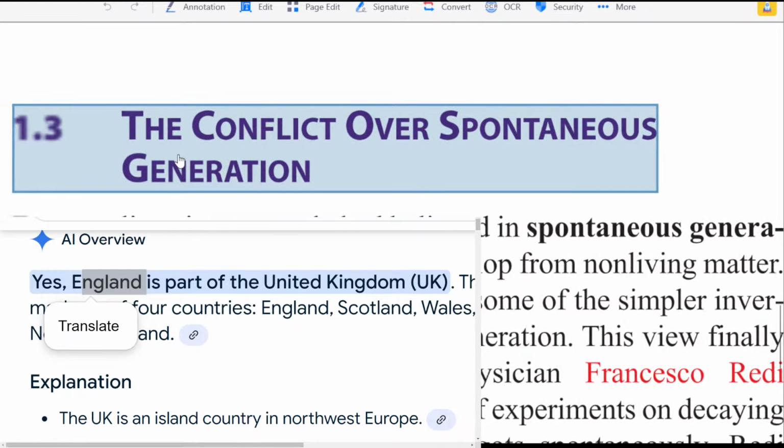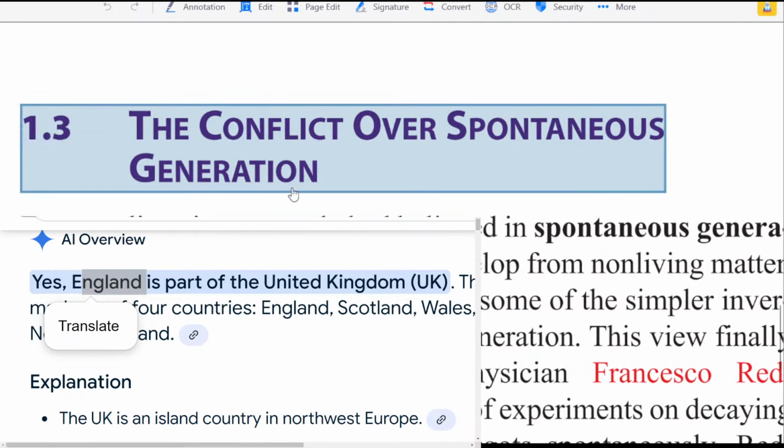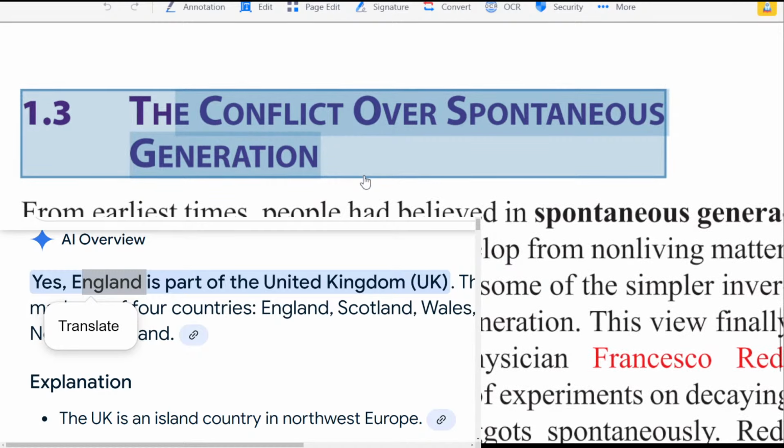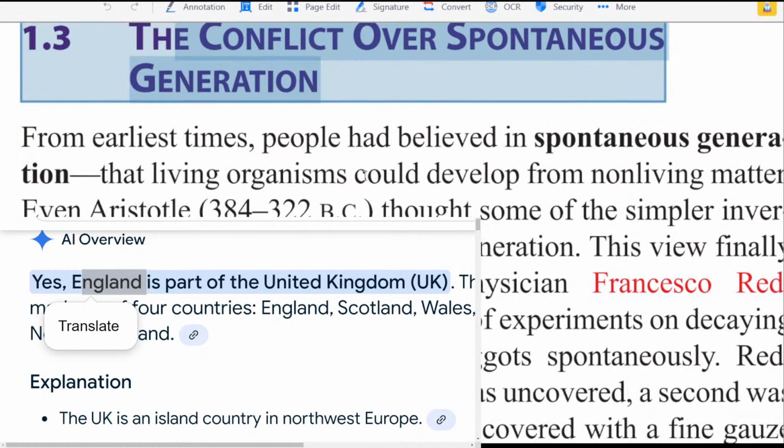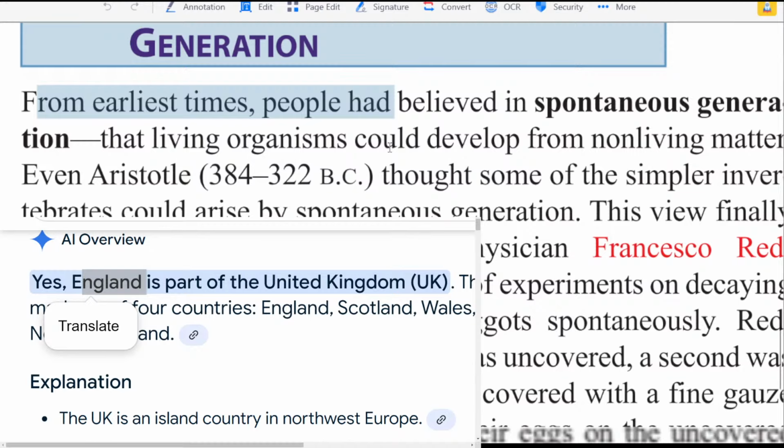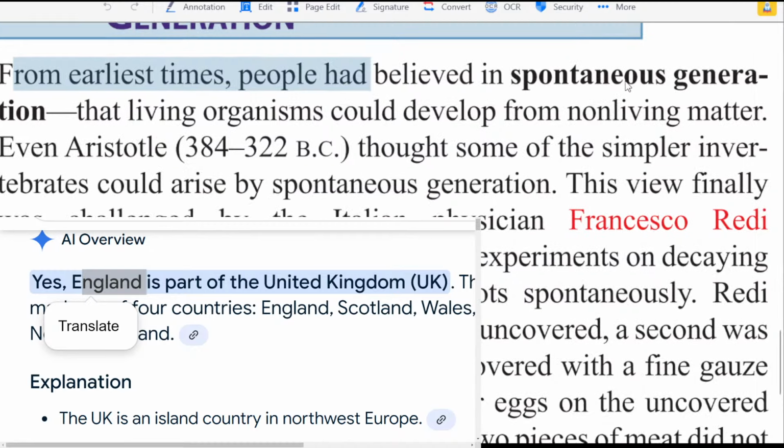So, the conflict over spontaneous generation. Now they are telling us the story of how the conflict happened before going into the detail about the golden age of microbiology. Okay, I didn't have to explain that to you guys. From the earliest time, people had believed in spontaneous generation, that living organisms could develop from non-living matter.